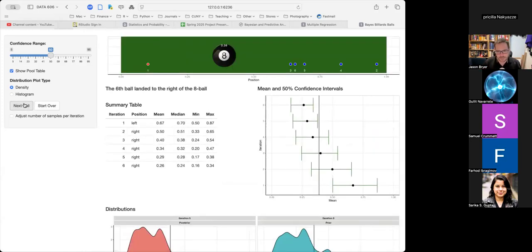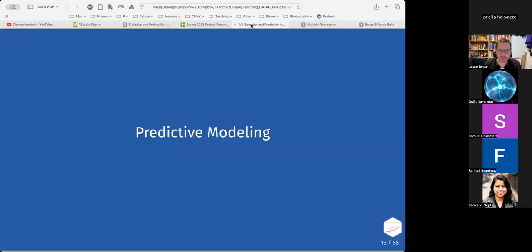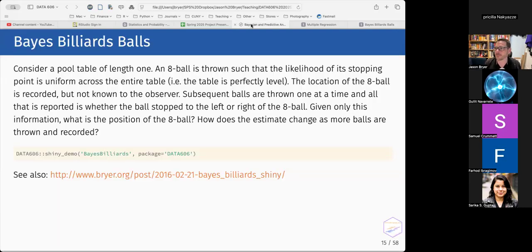In this example, I'm trying to show how the posterior from one iteration can lead to the next. All right, so that's my crash course in Bayesian analysis. Are there questions?